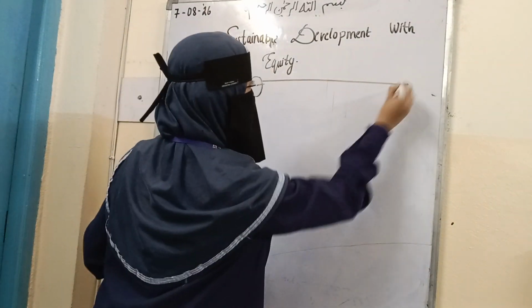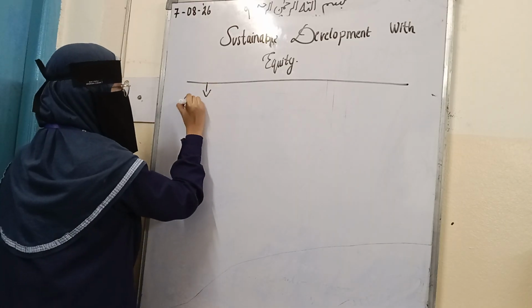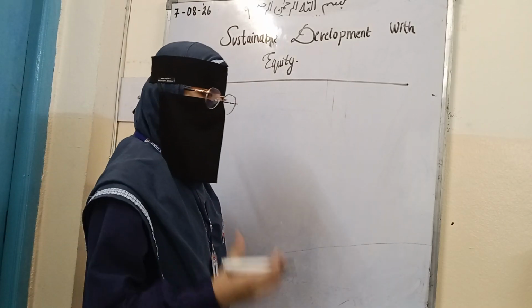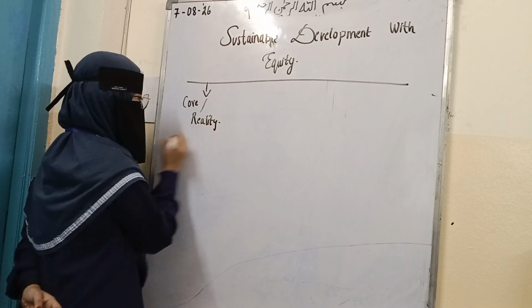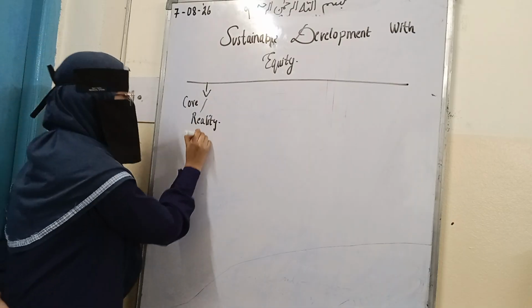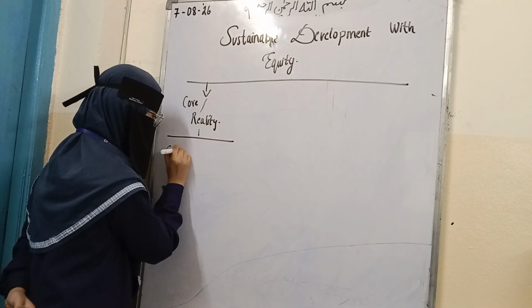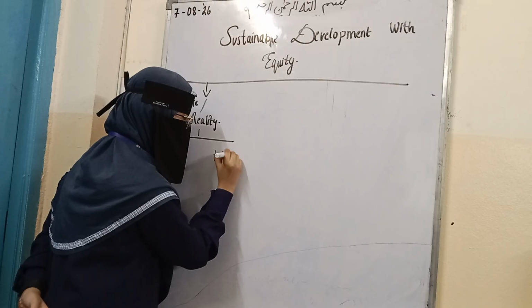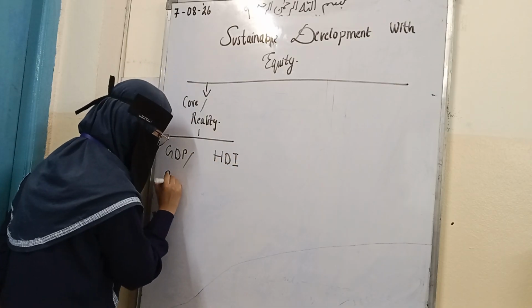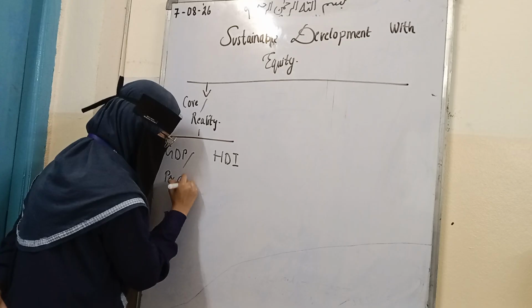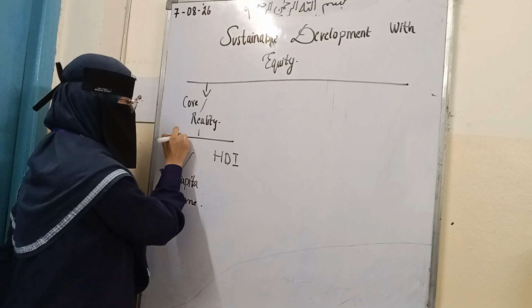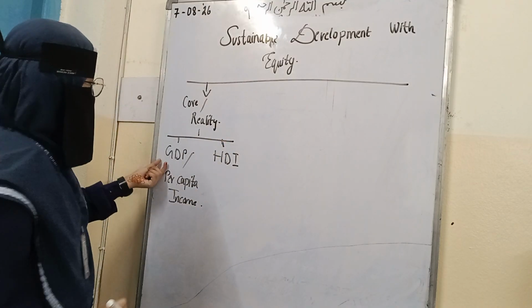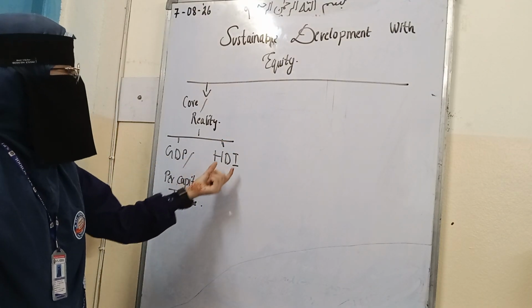First, the lesson 4. Now let's get deep into the topic. The lesson 4, what it wants to say, or the reality. Here there are two main factors which we need to understand. First is GDP and HDI. In GDP, there is per capita income. Per capita income and HDI. The full form of GDP is gross domestic product and of HDI is human development index.